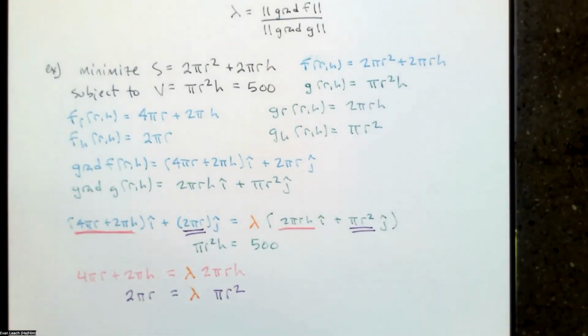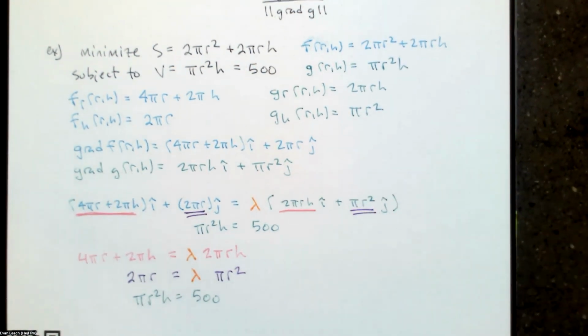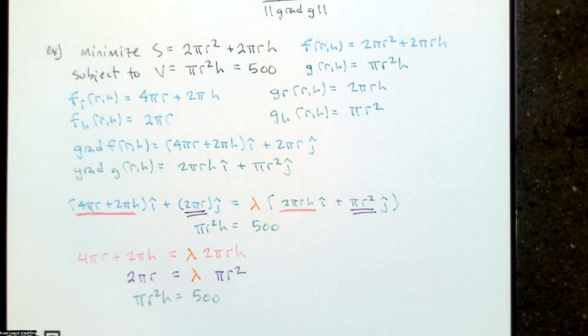Then our third equation is just our constraint. So there's our system of 3 equations with 3 variables. Any questions so far?